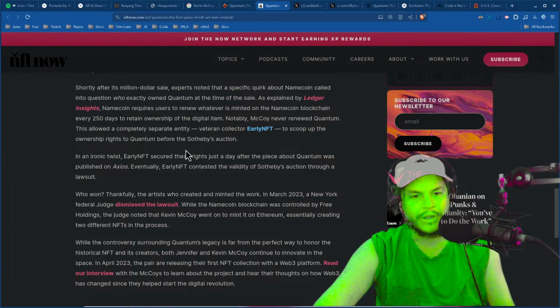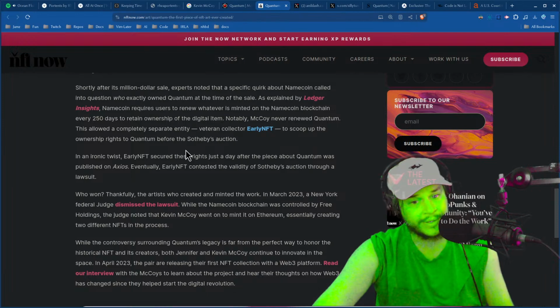To dismiss the lawsuit, the Namecoin blockchain was controlled by Free Holdings. The judge noted that when Kevin went to mint it on Ethereum, essentially creating two different NFTs in the process. While the controversy surrounding the Quantum's legacy is far from a perfect way to honor the historical NFTs and creators, both continue to innovate. The pair released their first collection with the platform.